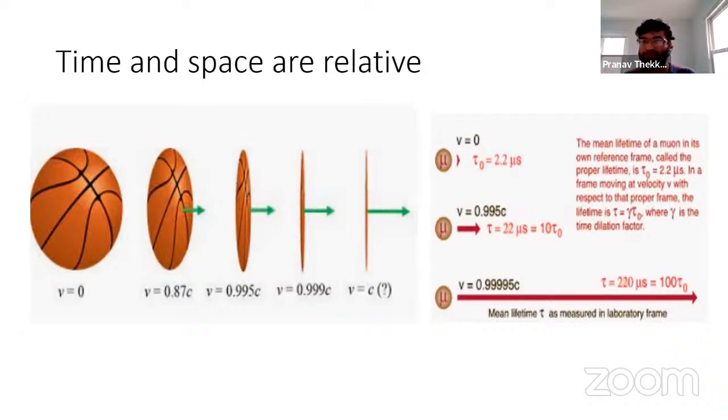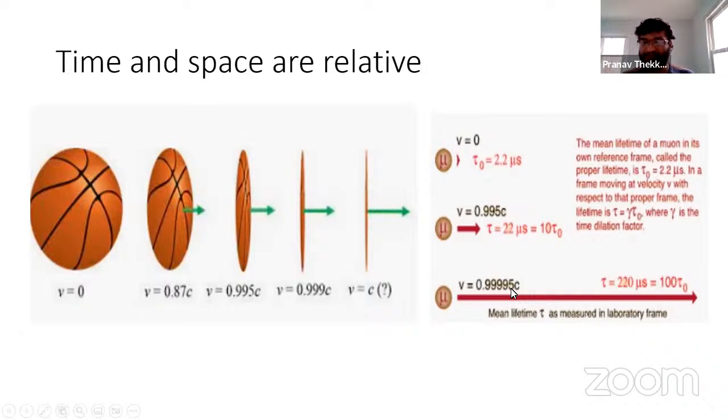You're moving with no speed, then the basketball maintains its shape, and as you approach faster and faster speeds, you can kind of see how the basketball is shrinking and shrinking. So this is how the universe works. And over here, there's another example.